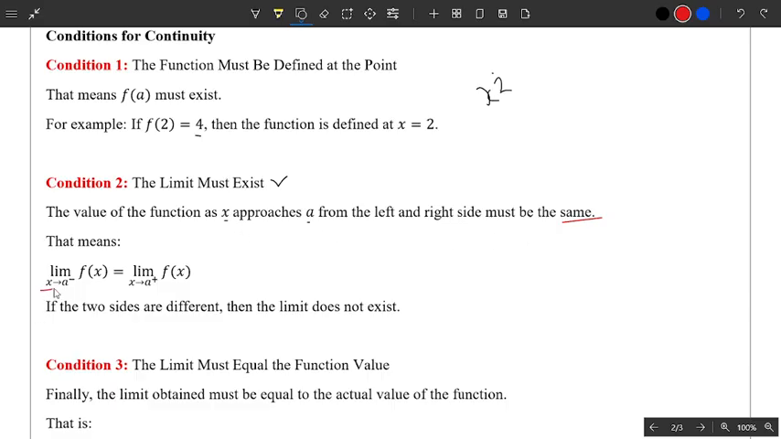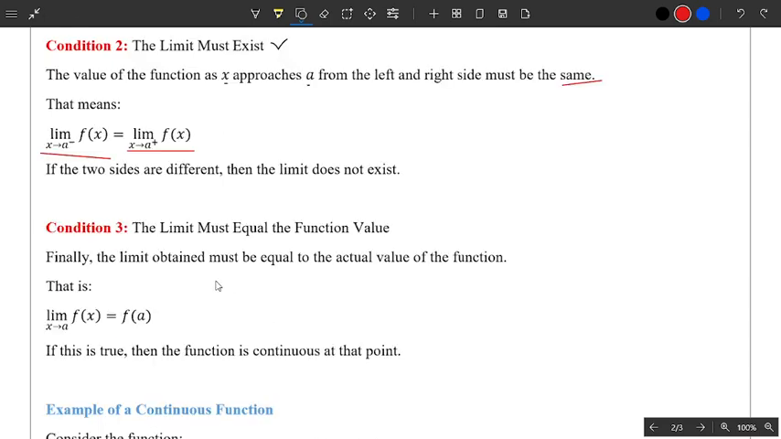So if I take the limit of that function when it's approaching that point from the left hand side, and I take the limit of that function when it's approaching that point from the right hand side, and they are the same, then the limit does exist. That's one condition. If the two sides are different, then the limit does not exist. And we have the third condition. The limit must equal the function value. So the limit obtained must be equal to the actual value of the function.